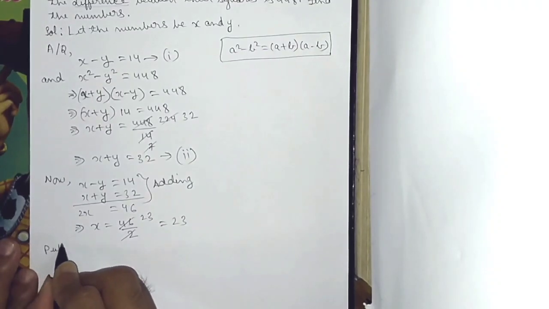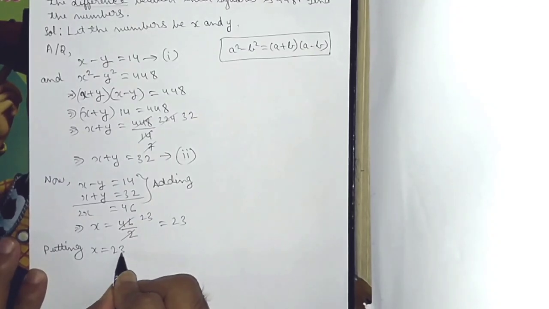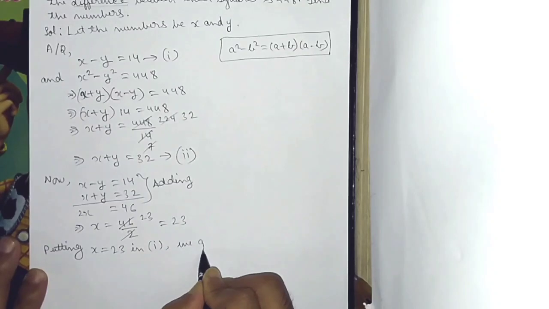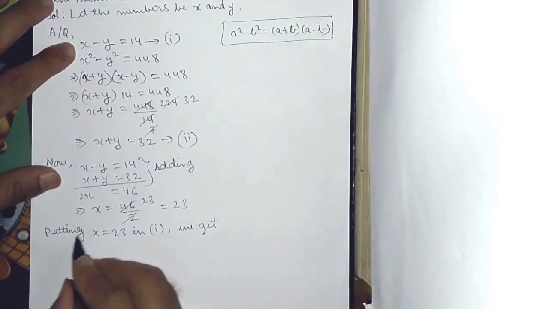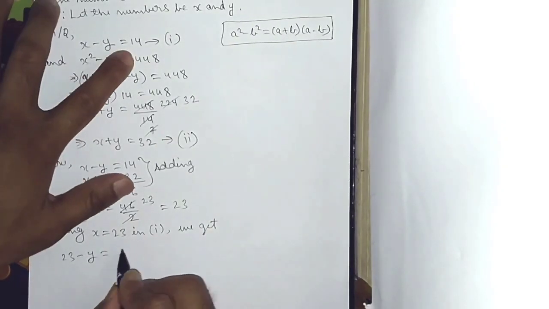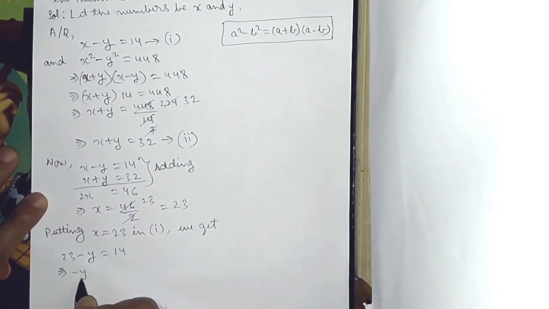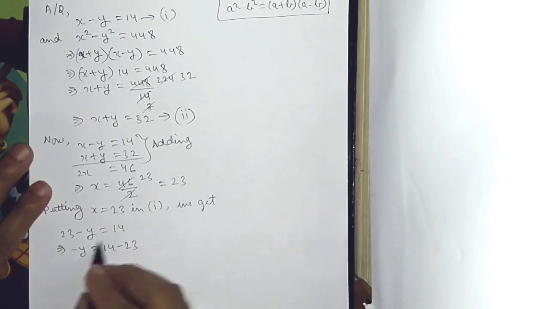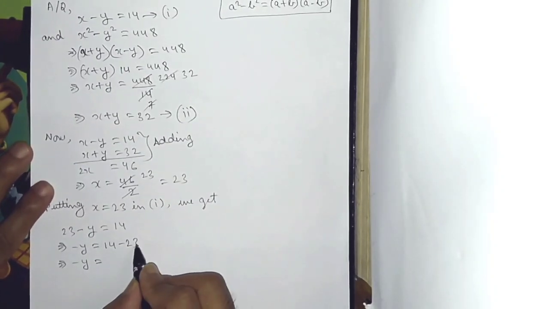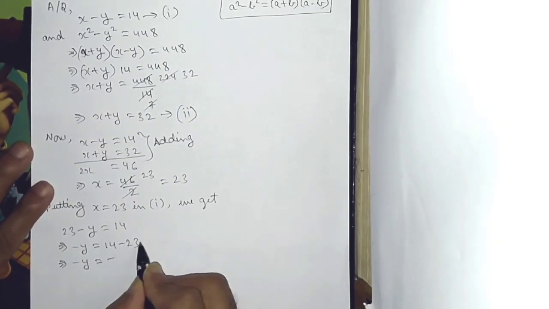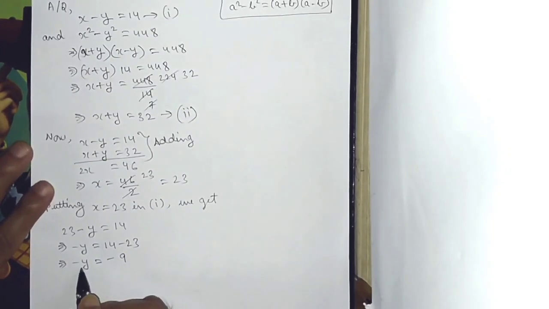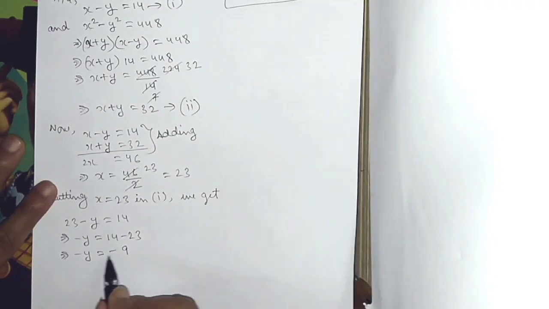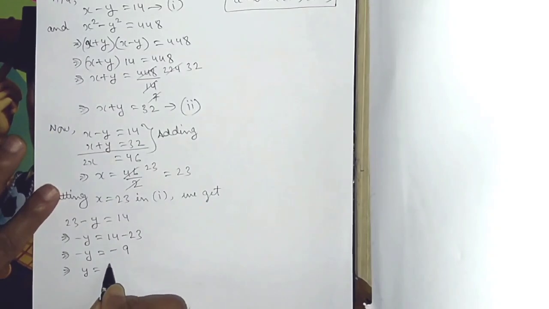Now putting x is equal to 23 in equation 1, we get 23 minus y is equal to 14. This implies minus y is equal to 14 minus 23, so minus y is equal to minus 9. The negative on the left hand side and right hand side cancel, so this implies y is equal to 9.